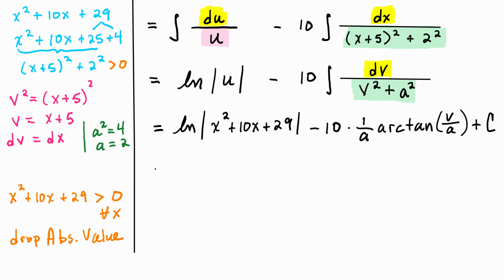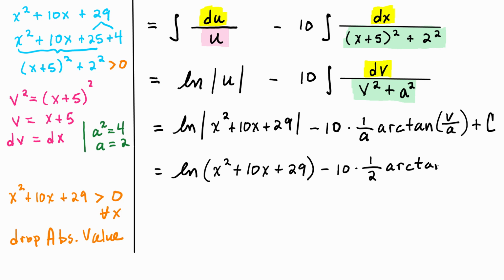So we simplify this first term to become natural log of the quantity x squared plus 10x plus 29. For the second term, we have to substitute back to the original variables. So we have minus 10 times 1 over a, which is 2, arctangent of the quantity v, which is x plus 5, over a, which is 2, plus c.